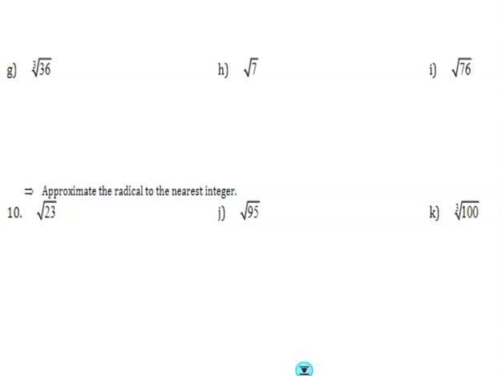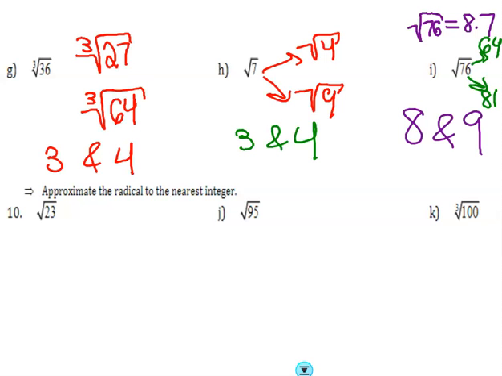So the cube root of 36, what is that between? All right, so I want you to try G, H, and I and come back and check. All right, so G, you should have gotten 3 and 4 as your integers.